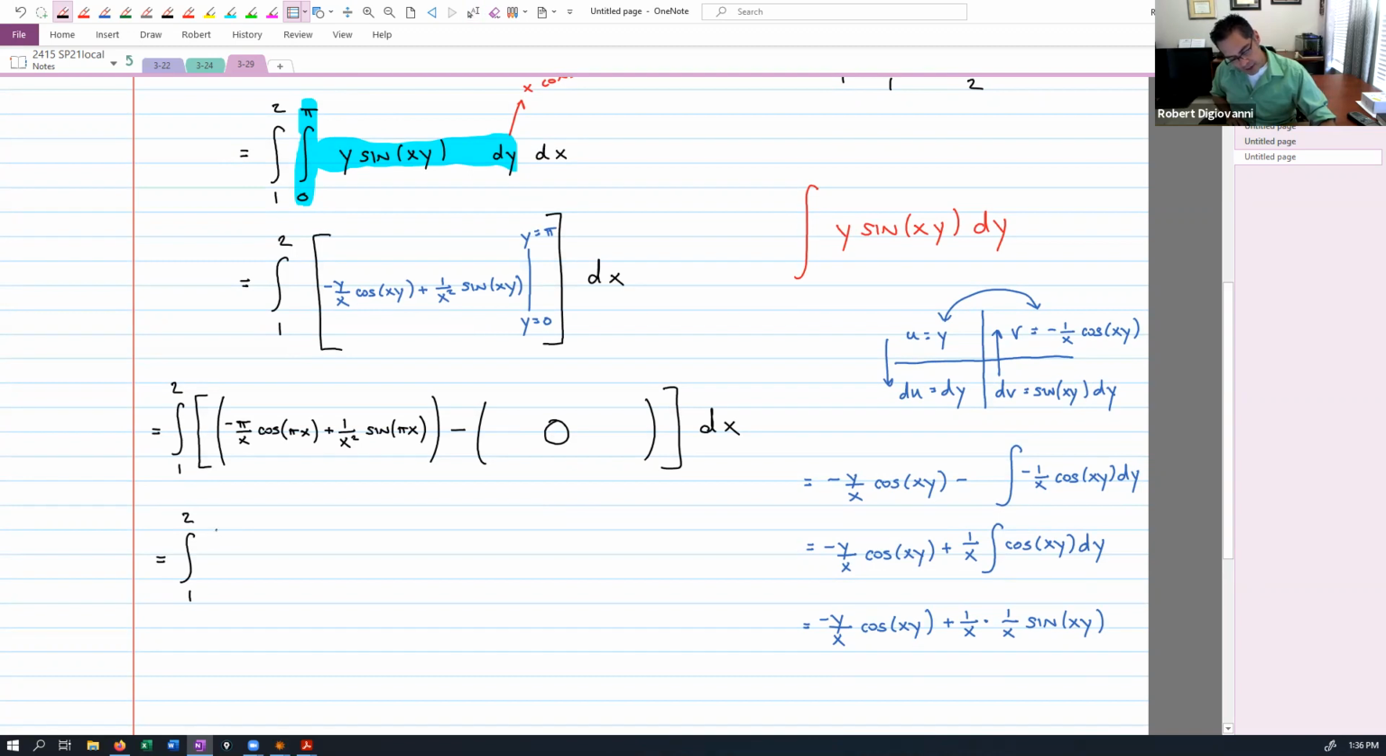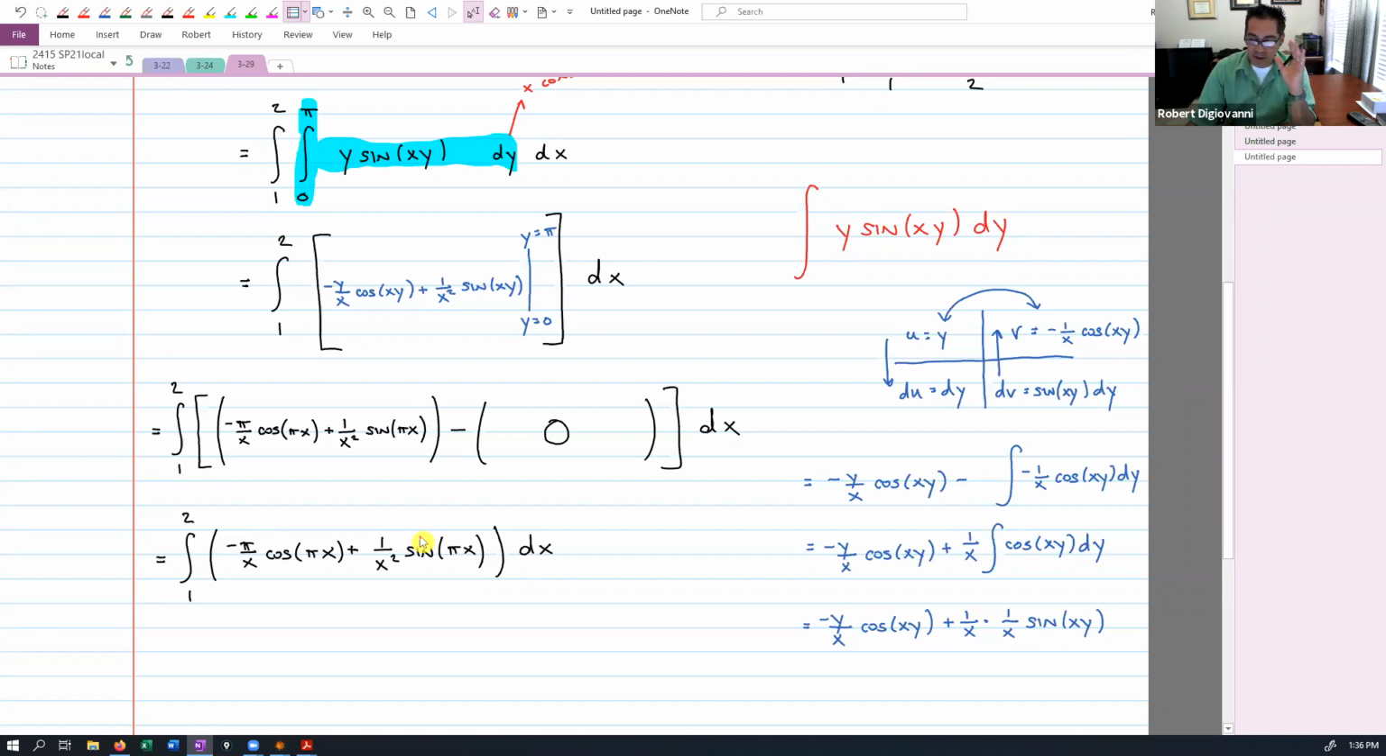All right, the only thing left in here is negative pi over x cosine of pi x plus 1 over x squared sine of pi x dx. So you look at this now and you're like, all right, now we've got to integrate this with respect to x. I have a plus sign, so I can do them individually. But this is going to require probably an integration by parts. And this one's also going to be an integration by parts. And this is starting to look like a disaster.